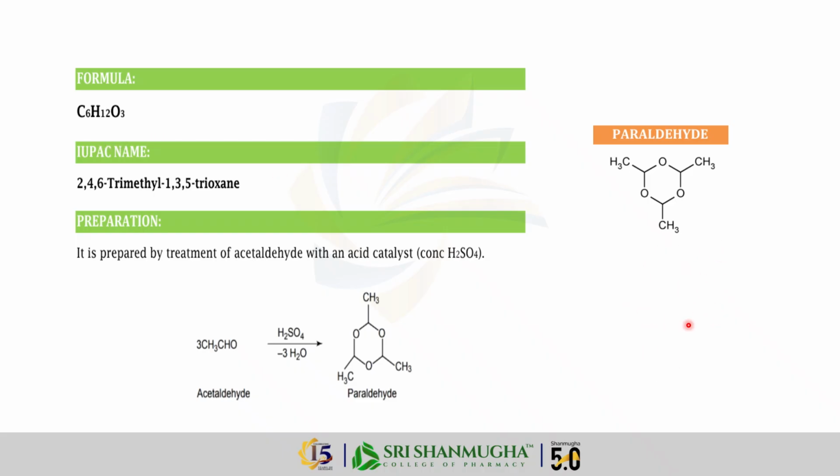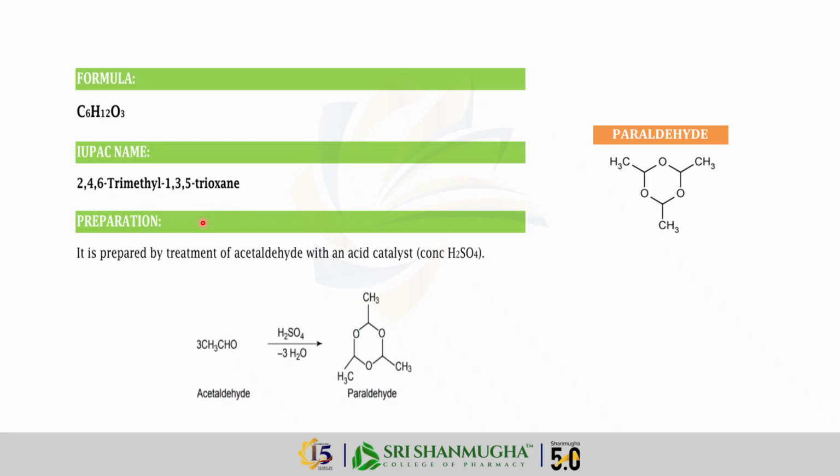So this structure is composed of 3 oxygen groups and 3 methyl groups in the ring. So the IUPAC name of paraldehyde is 2,4,6 trimethyl 1,3,5 trioxane. So this is the IUPAC name for paraldehyde.